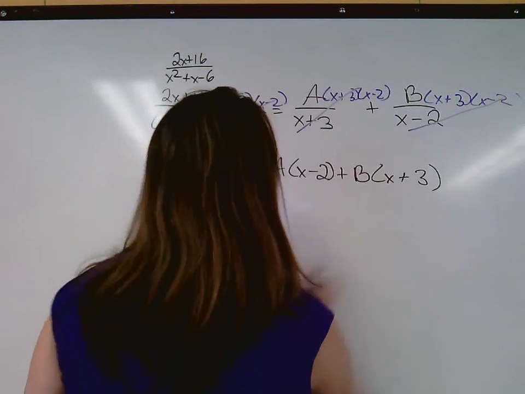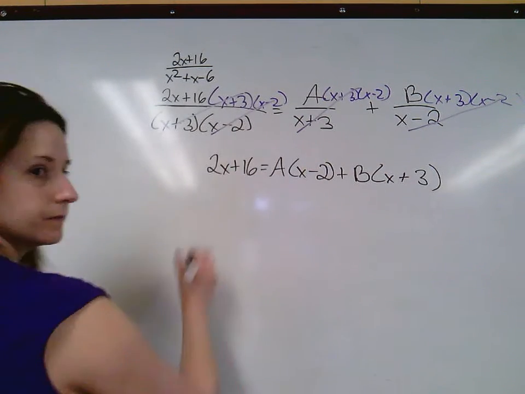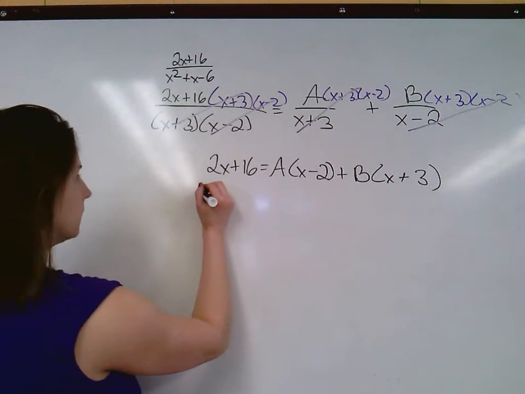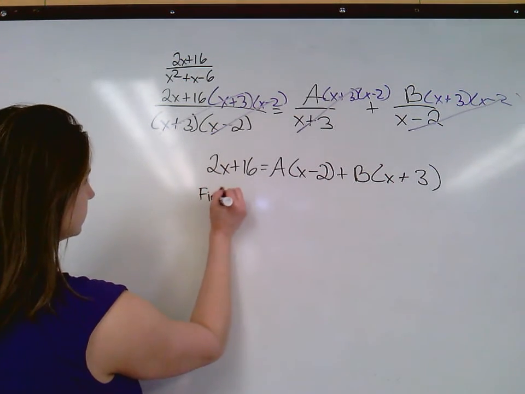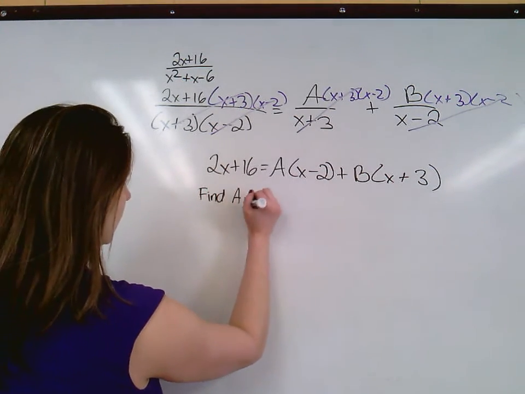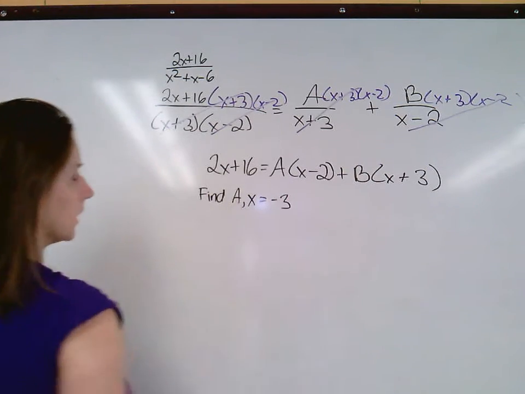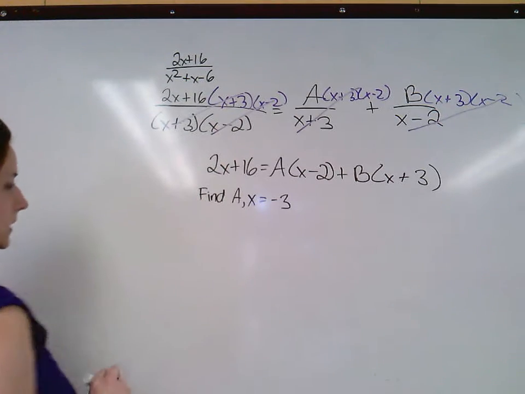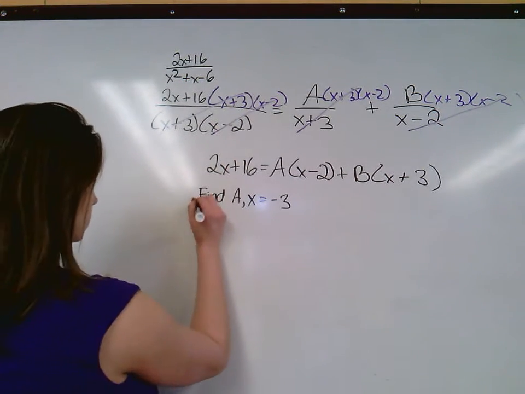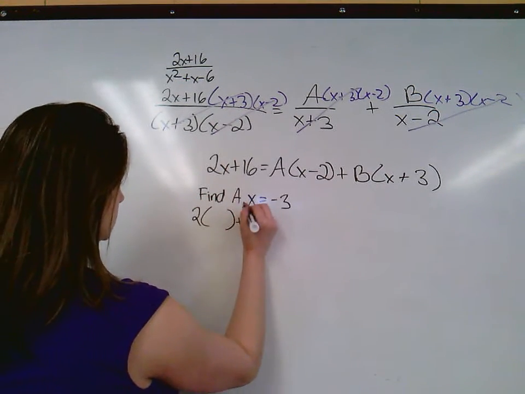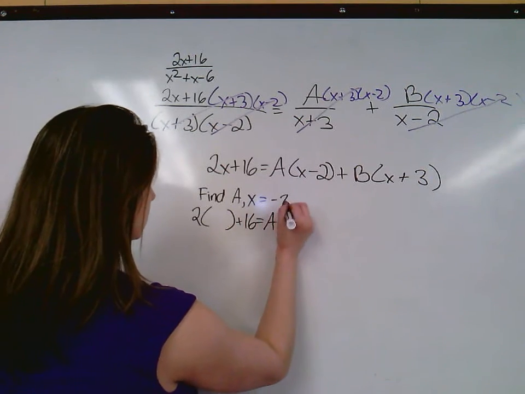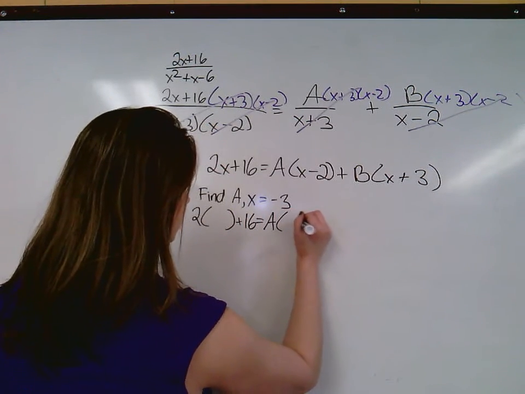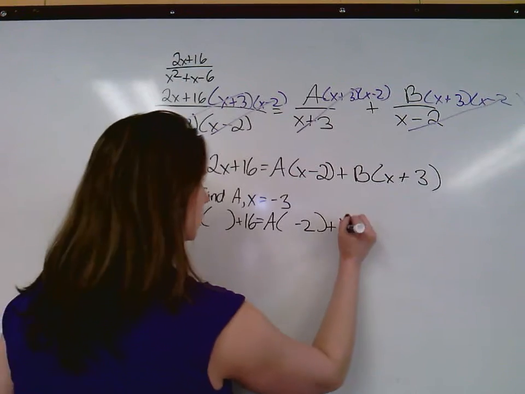So to find A, x needs to equal negative 3. Okay? You want to try to make this 0. So where we see x, we're going to put -3. So you got 2 times -3 plus 16 equals A times -3 minus 2 plus B times -3 plus 3.